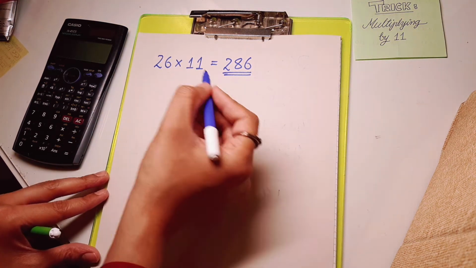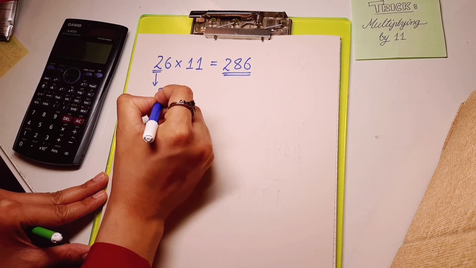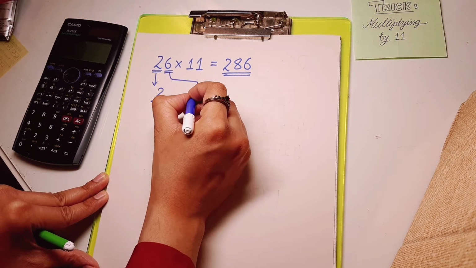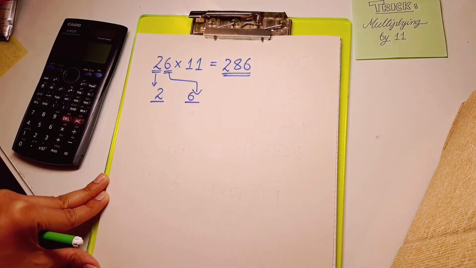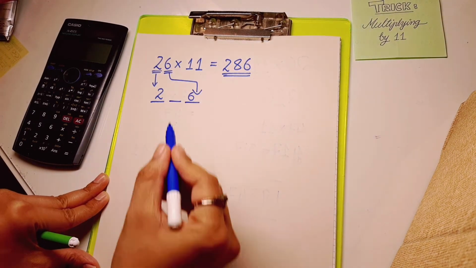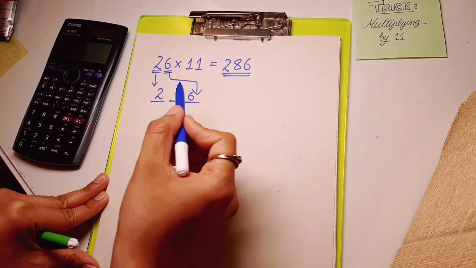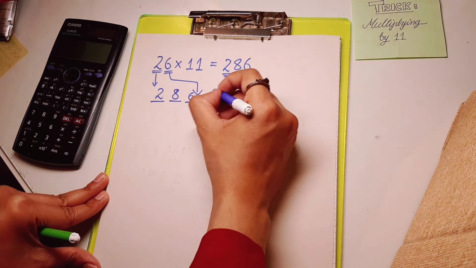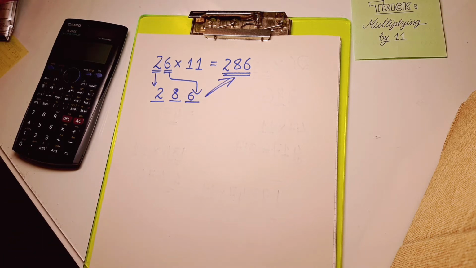So what we do is we take the first number and we put it over here. Then we take the second digit of this number and we put it over here, like this. And the number in the middle we find by adding these two digits together. So we would have 2 plus 6, which is 8. And this is how we get our answer. So it's very simple. And now let's try it with another example.